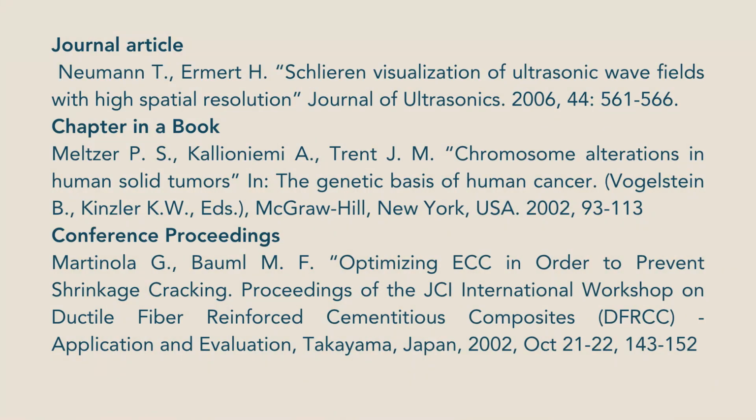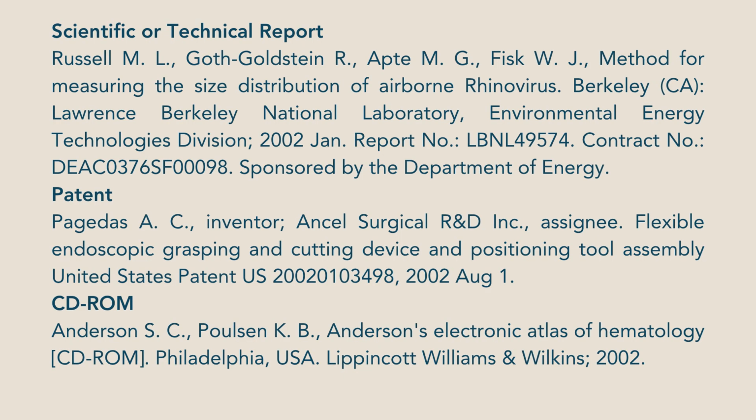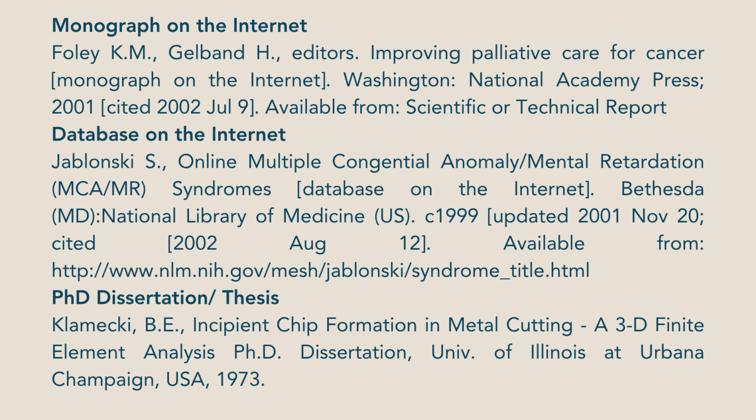So if you take a journal article, the name of the authors come first, then the name and title of the paper or your publication, then name of the journal, okay, then the year, and then you have other details related to page number and edition and stuff like that. Then we have all these formats for journal articles, which is book chapters, conference proceedings, scientific or technical report, patent, CD-ROM, monographs, or databases on the internet. You can also refer other students' PhD dissertation or thesis. All these styles are mentioned here. You can definitely pause the video and have a look.